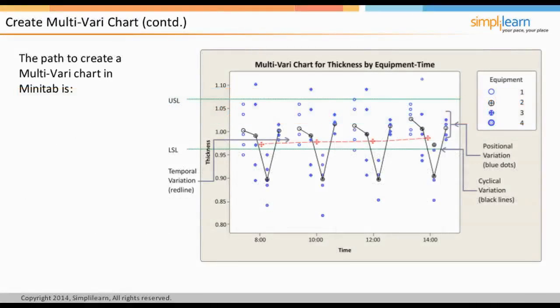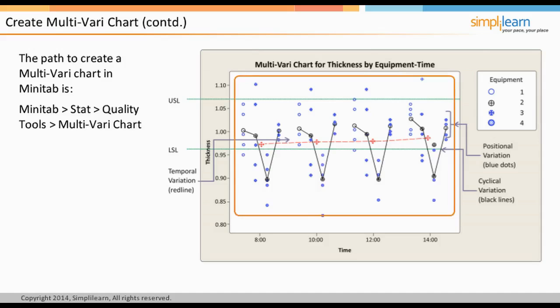We will continue to learn about creating a multi-vari chart in this screen. The path to create a multi-vari chart in Minitab is by selecting Stat, then Quality Tools, followed by Multi-Vari Chart. The multi-vari chart created from the data recorded is shown here. The upper specification limit of 1.05 inches and the lower specification limit of 0.95 inches has been marked by green lines. Data outside these lines are defects. The blue dots show the positional variation. The dots are the measurements of pieces in a batch of any single equipment.